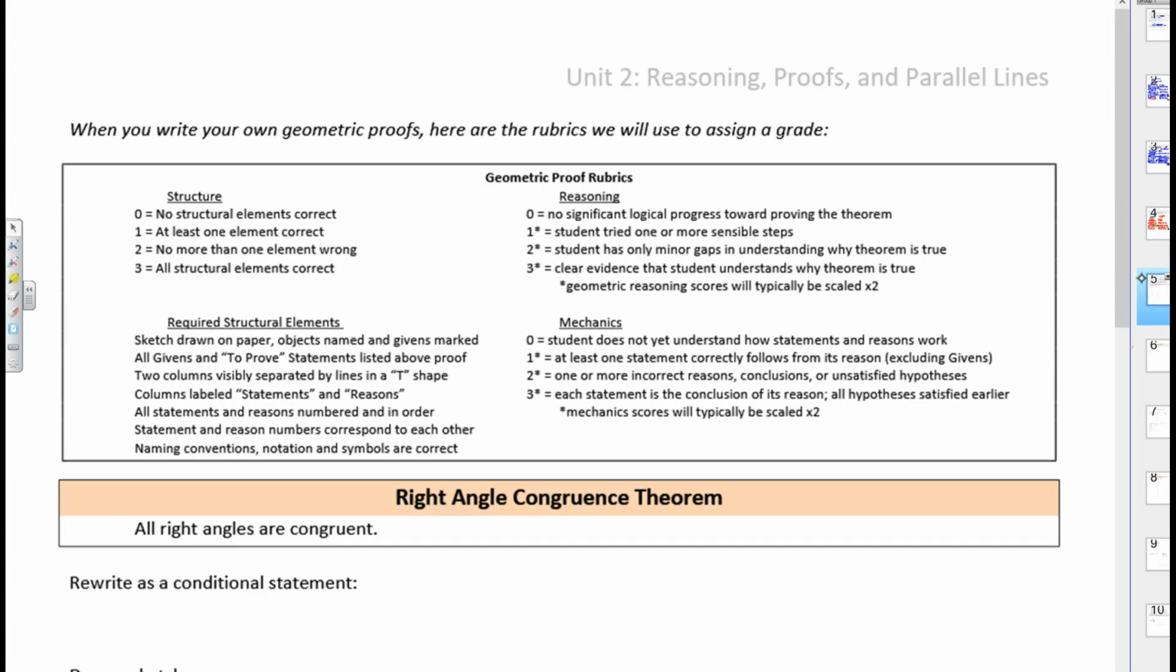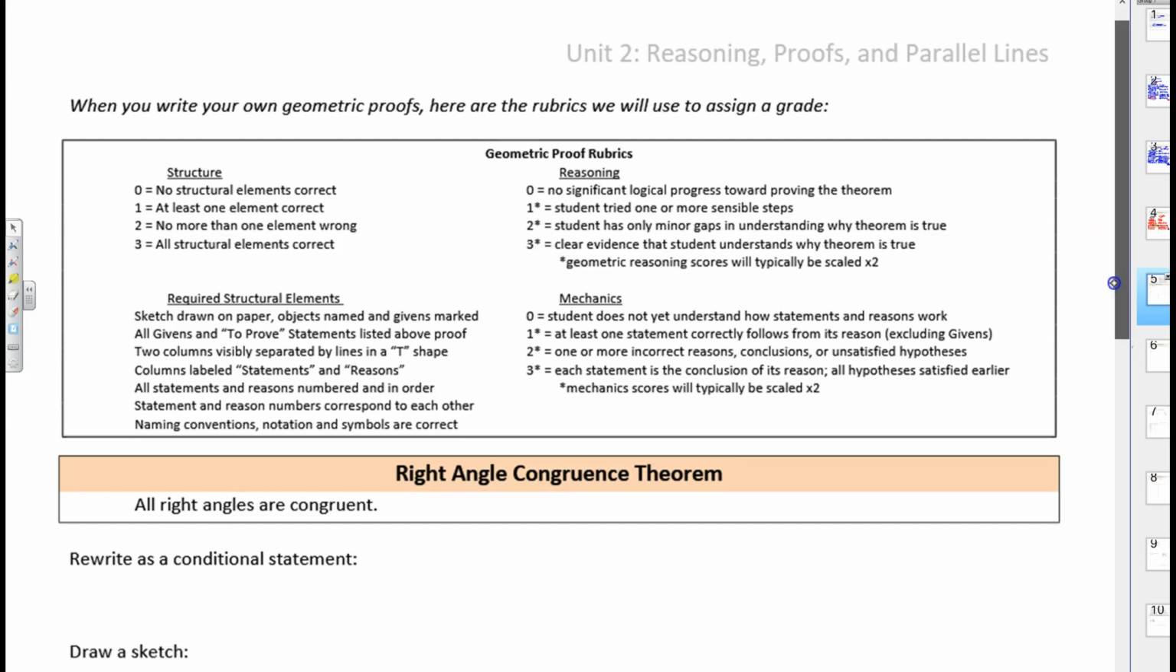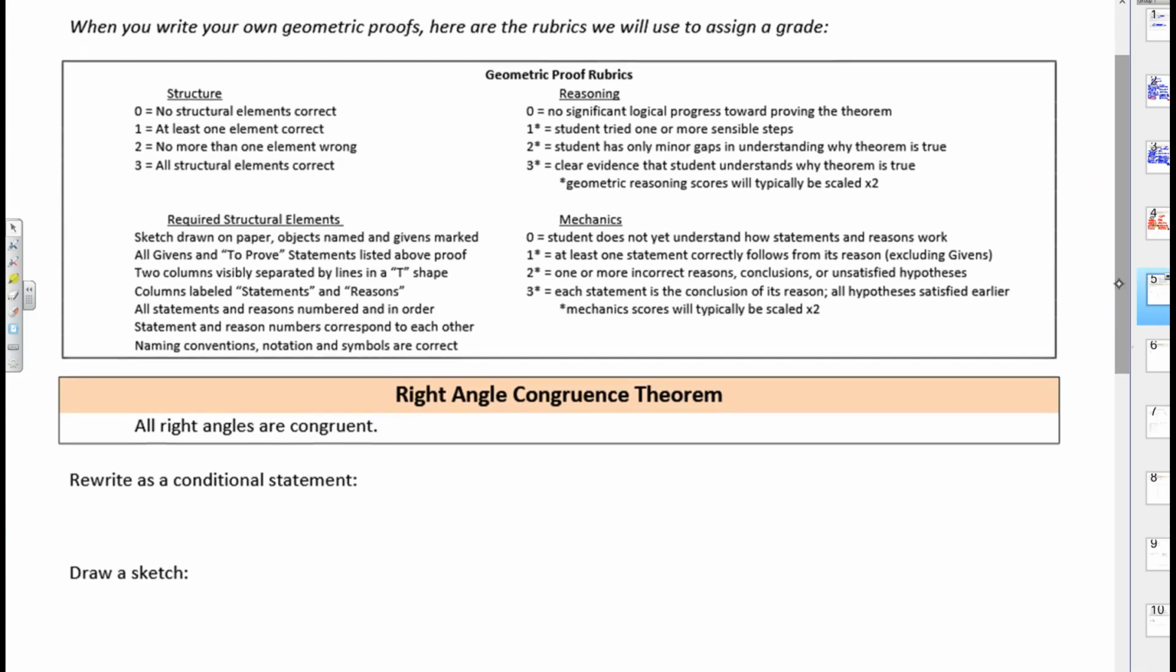Okay, so now let's talk about how you're going to be graded on these. When you write out a geometric proof, we're going to use this rubric to evaluate whether or not your theorem is correct. We're always looking for some structural elements. I'm looking for a sketch, your objects named and givens marked. I want all givens and to prove statements listed above the proof. A T-chart with your columns labeled statements and reasons.